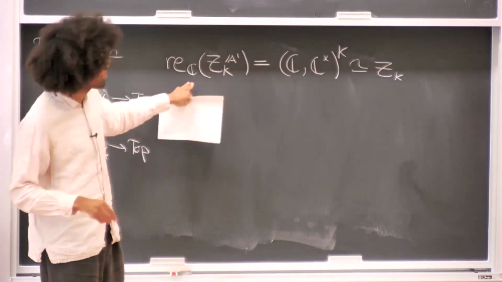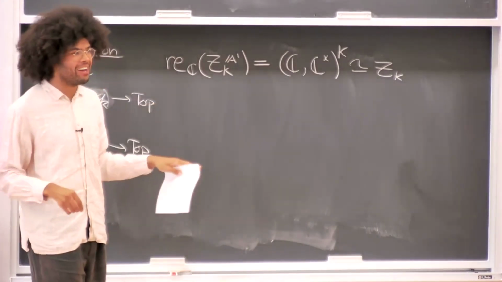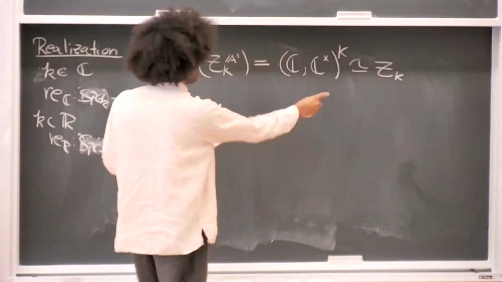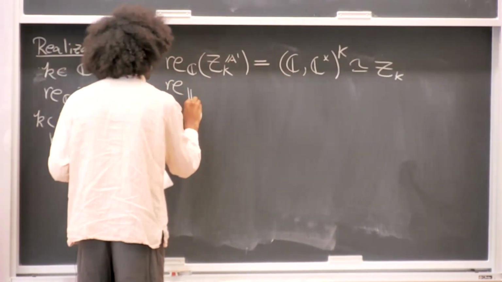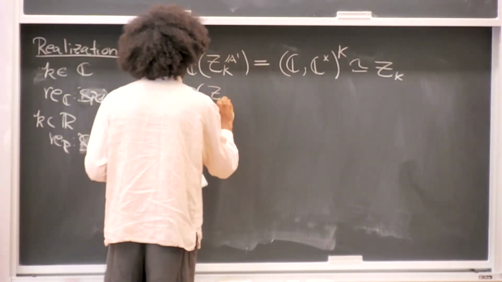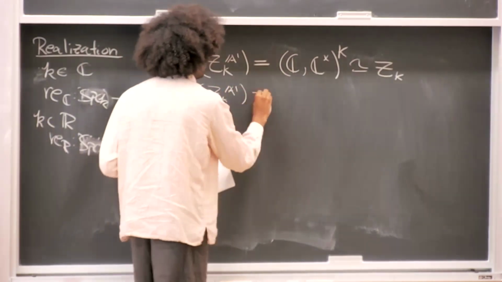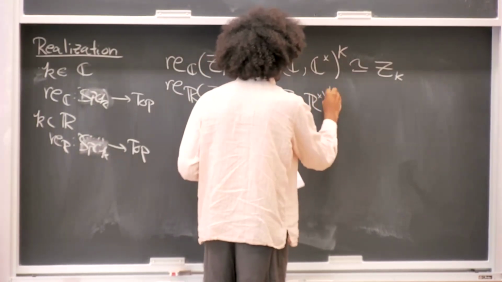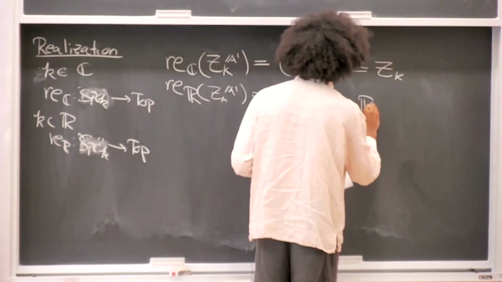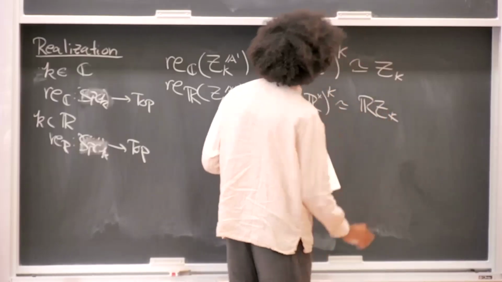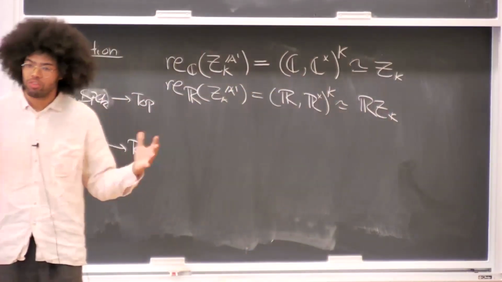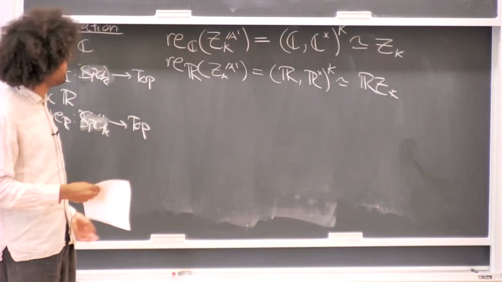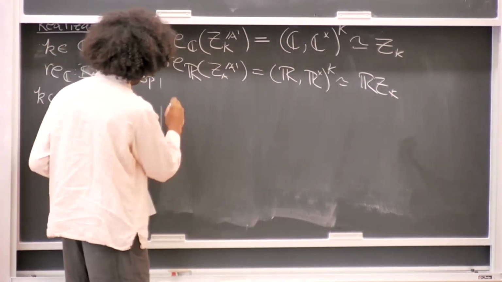So we have, yeah, this is the complex realization. It gives you the normal classical moment angle complex. If we do the real realization, you guessed it, we get the real polyhedral product, which is the same as the real moment angle complex. So there's some connection here to the classical moment angle complexes.